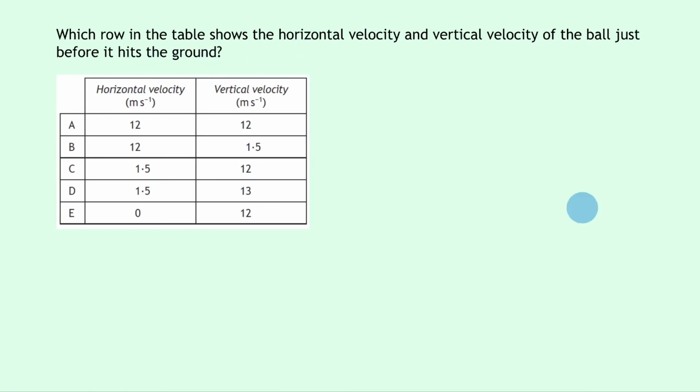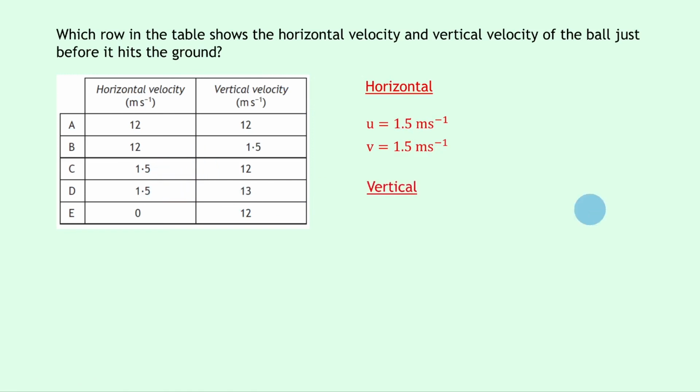Well, if we think about the horizontal motion first of all, if we know the initial horizontal velocity u is 1.5 meters per second, then we could say the final horizontal velocity of the ball just before it hits the ground is going to be the exact same, 1.5 meters per second. The reason for that, remember, comes from the definition of the projectile, which is that a projectile has a constant horizontal velocity and a constant vertical acceleration. So the constant horizontal velocity means that it's going to stay the same, so 1.5 meters per second, which means our answer will be C or D.